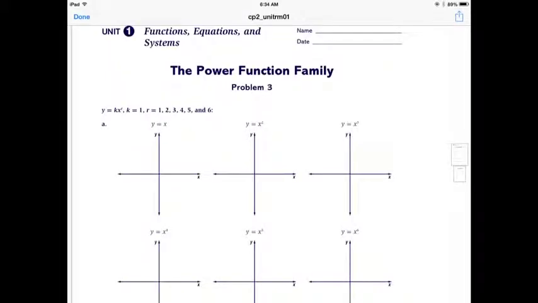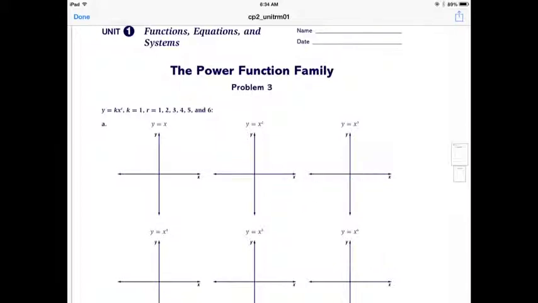You should have a worksheet that looks like this. It's available on iTunes U under today's date. The directions right here are similar to what we just read on page 12, problem number 3, and there's room to draw in the graphs that you see.